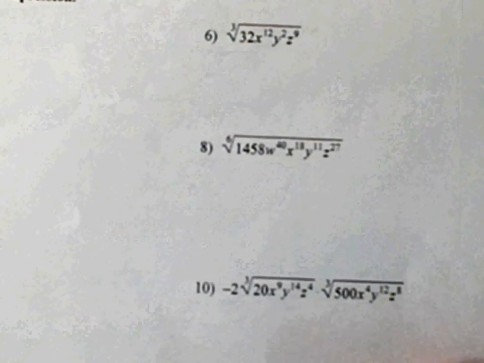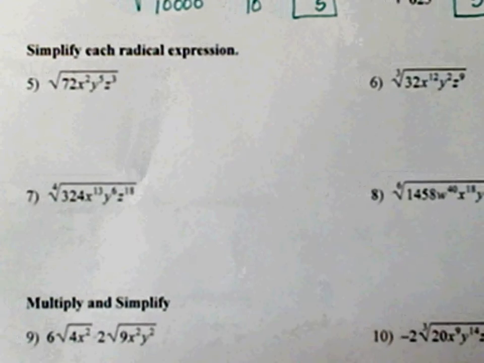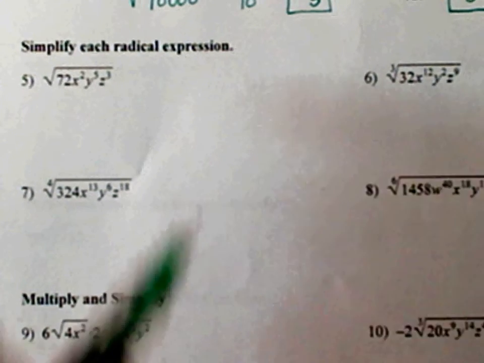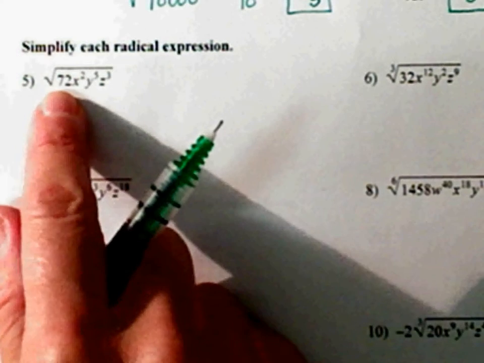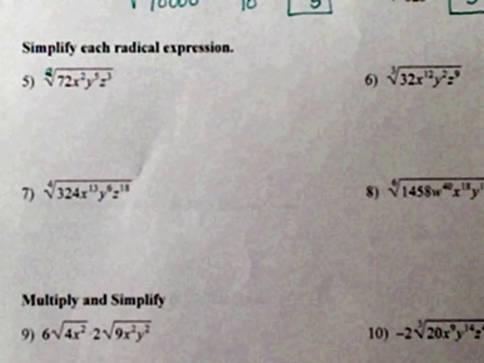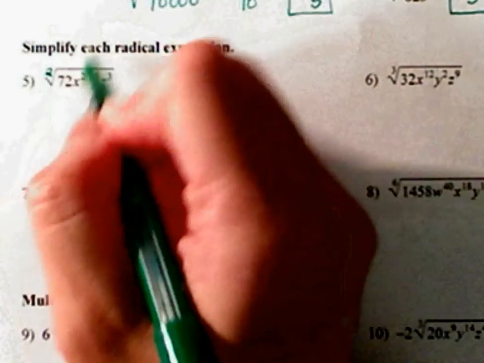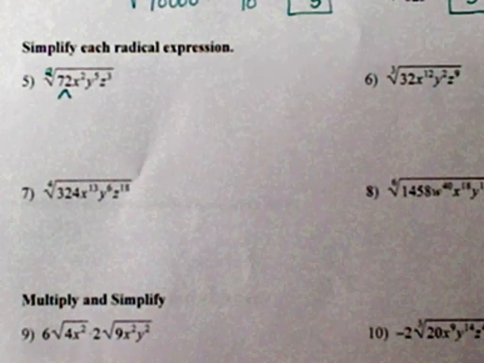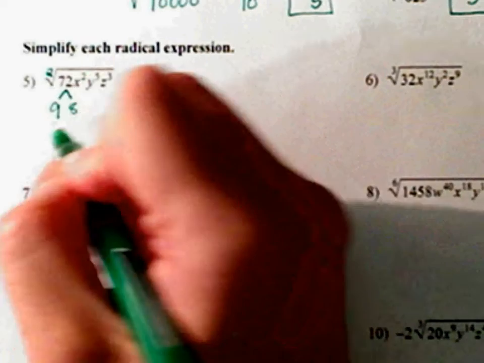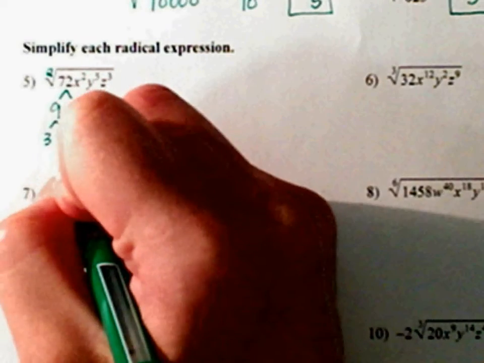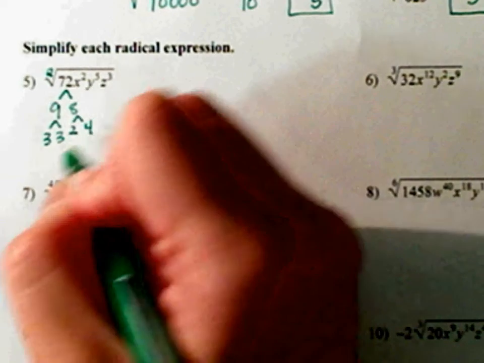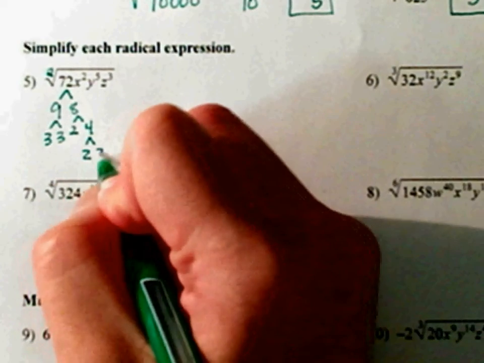Number 5 through 8, it says, simplify each radical expression, okay? So, if you look at this, 72 is not a perfect square, and I know it's a square root because there's nothing written, so that is a square root of 2. So I need to factor down using my tree. Factors of 72, 9 and 8. Factors of 9, 3 and 3. Factors of 8, 2 and 4. Factors of 4, 2 and 2.